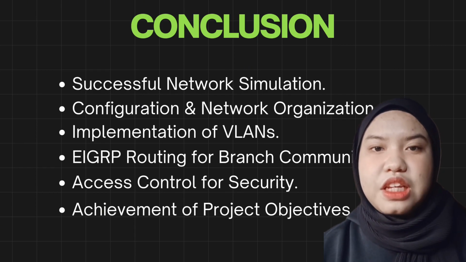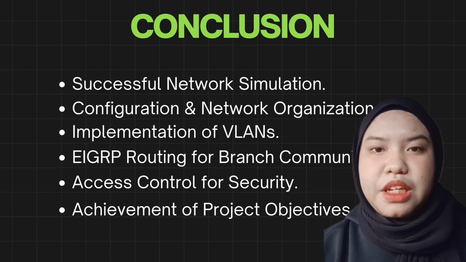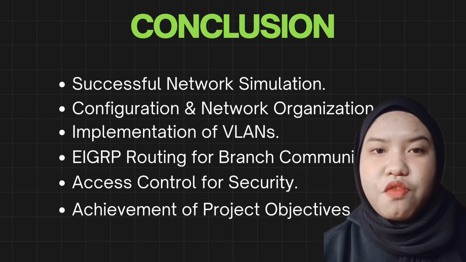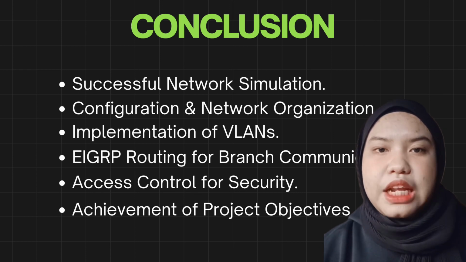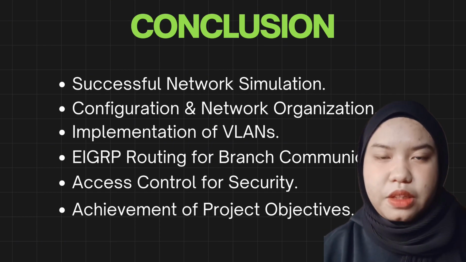EIGRP routing was configured to enable fast and reliable communication between the branches, ensuring optimal data exchange. Additionally, access control lists (ACLs) were applied to enforce strict security rules. This allows only authorized traffic, ensuring that branch hosts could communicate securely with one another and with specific networks, such as the Orange network in HQ or the web server.